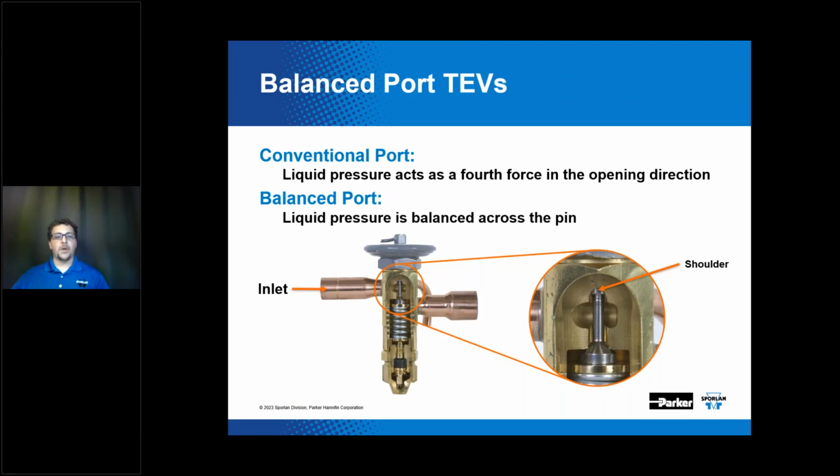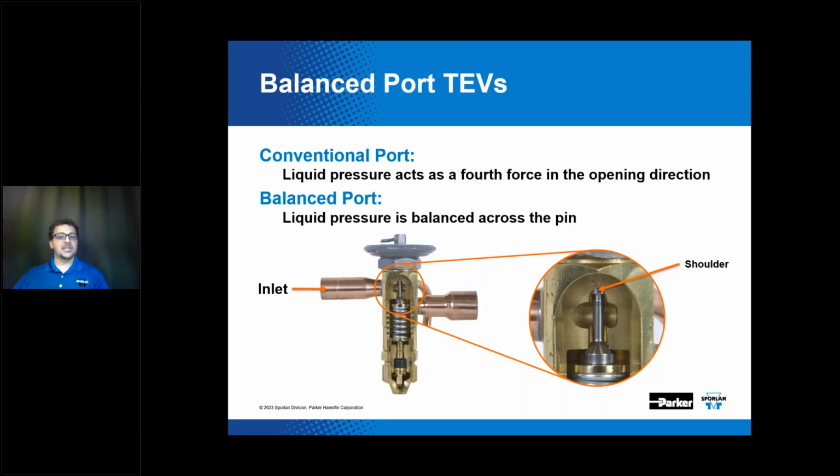So if you look at the picture on the left there, you've got your high pressure liquid from your condenser coming in the inlet, and that liquid pressure actually pushes down on the top side of the pin and creates a fourth force that is trying to tell the TEV what to do. It's trying to influence it to open.